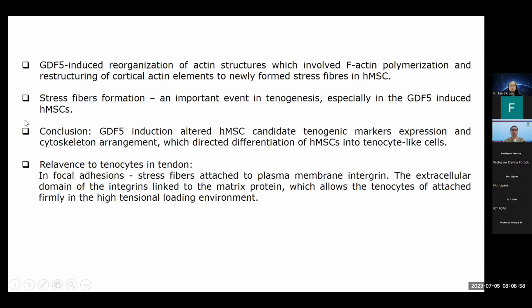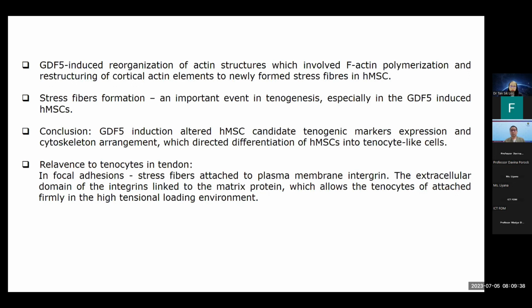In summary, GDF5 induced the reorganization of actin structure, which involved F-actin polymerization and restructuring of the cortical actin elements into newly formed stress fibers in the MSC. Stress fiber formation is an important event in tenogenesis, especially with GDF5 induced MSC. This growth factor is able to alter the MSC tenogenic marker gene expression, as well as the cytoskeleton reorganization, which directs the MSC into tenocyte-like cells.